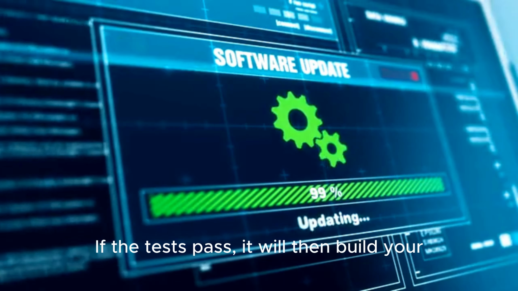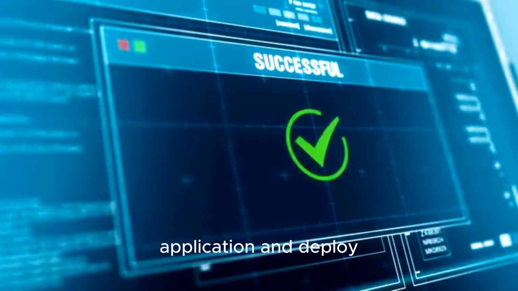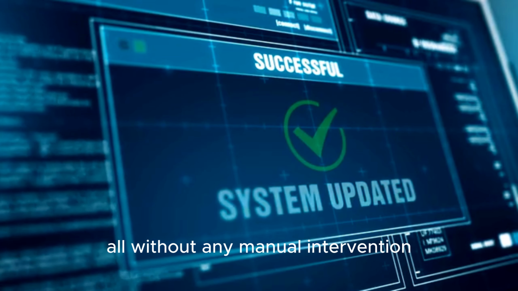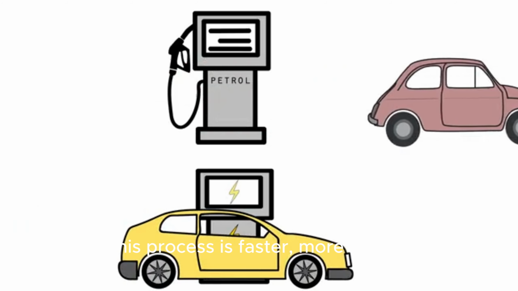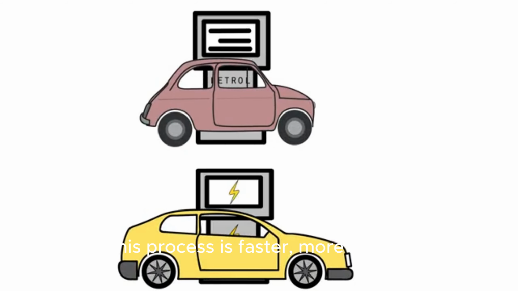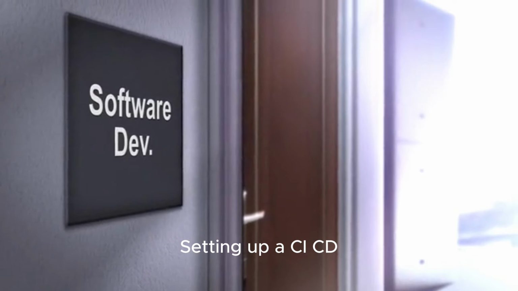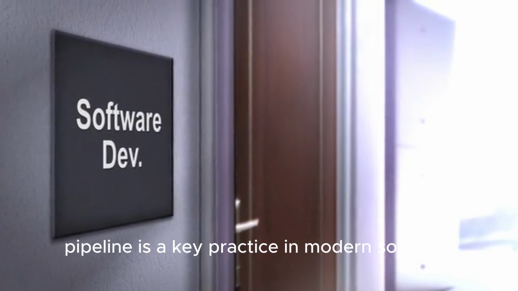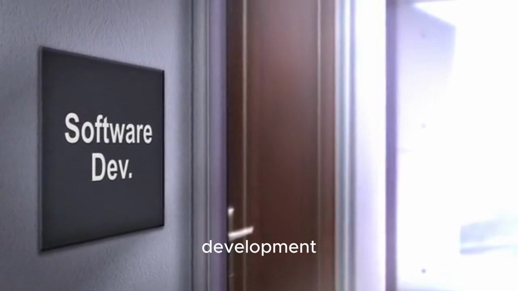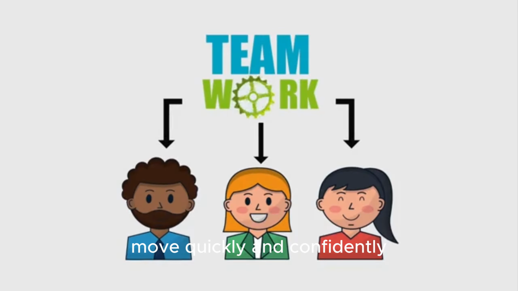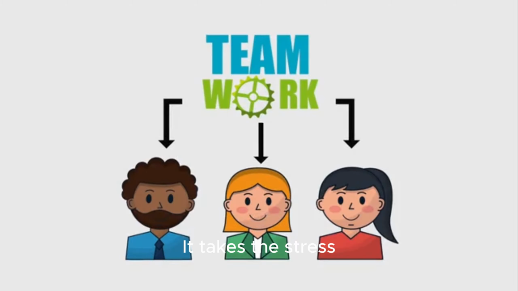If the tests pass, it will then build your application and deploy it to the server, all without any manual intervention. This process is faster, more reliable, and allows you to release updates much more frequently. Setting up a CI/CD pipeline is a key practice in modern software development and is essential for teams that want to move quickly and confidently. It takes the stress and risk out of deployments.